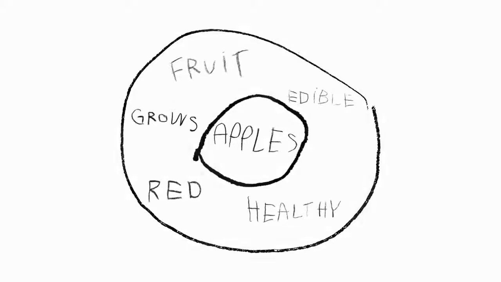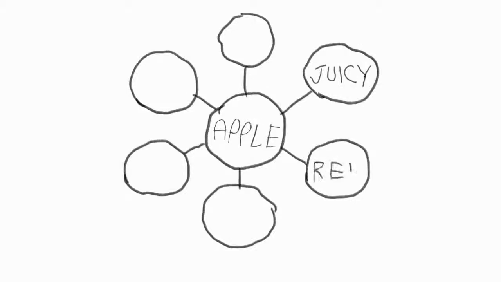But then the teacher may ask about the descriptors or qualities of the apple, and the students will learn to use a bubble map to cluster their ideas together. So the apple is juicy, red, round, smooth, and hard.